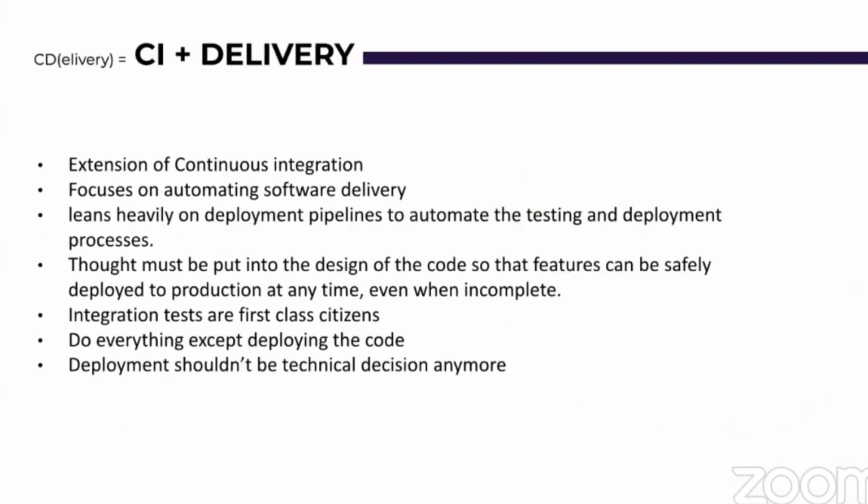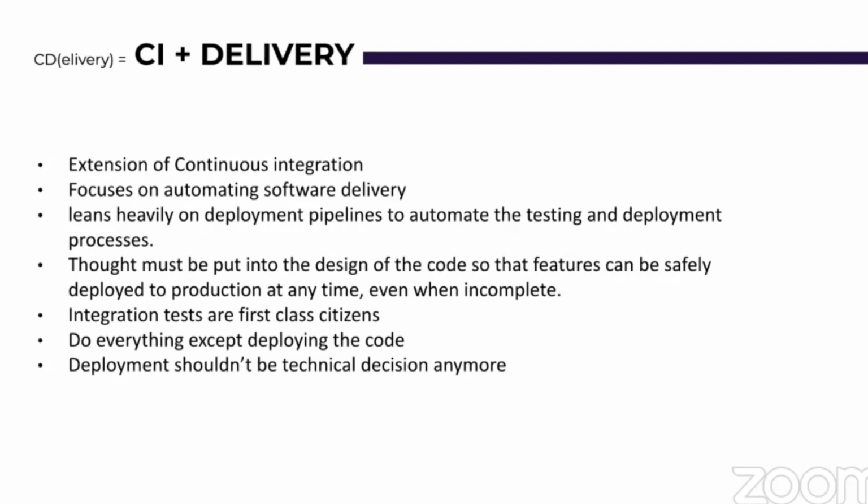Now, coming to continuous delivery. Continuous delivery only happens after CI. It has to ensure that CI is done first, and then we add delivery to it. Continuous delivery starts where CI stops, and it focuses on automating the software delivery process so that teams can easily and confidently deploy the code to production anytime.